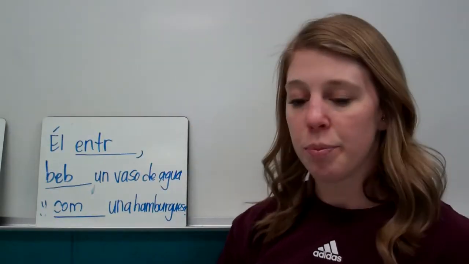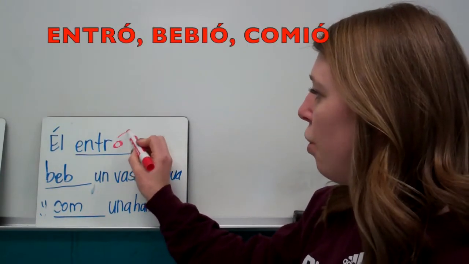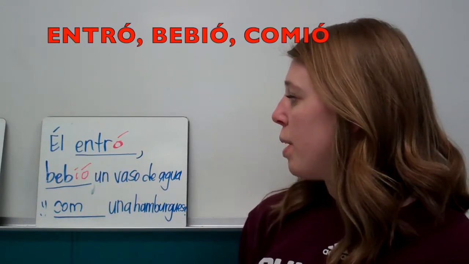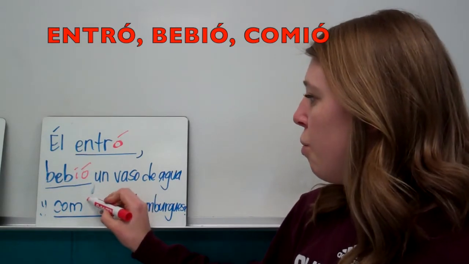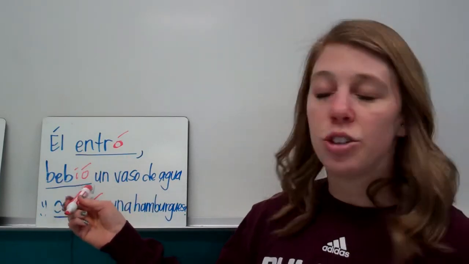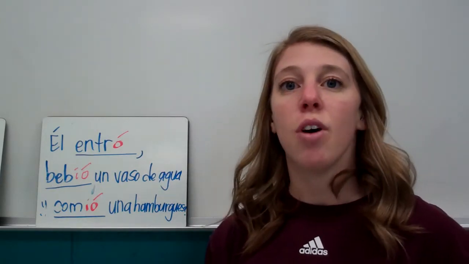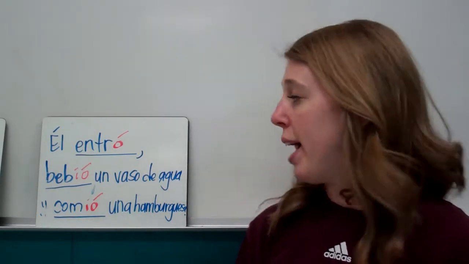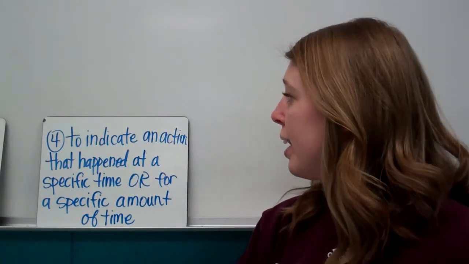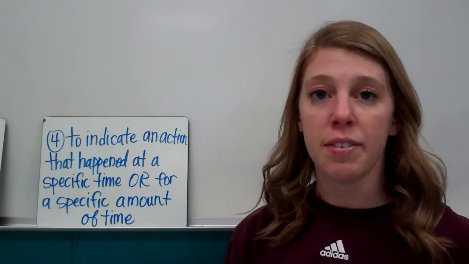Okay, let's look at the next example. So we have él and entrar. So we're going to do él entró, él bebió un vaso de agua y comió una hamburguesa. So he entered, he drank a glass of water, and then he ate a hamburger. So a sequence of events, but they've all started in the past and ended in the past, so they're over and done with. And the very last thing is to indicate an action that has happened at a specific time or for a specific amount of time.